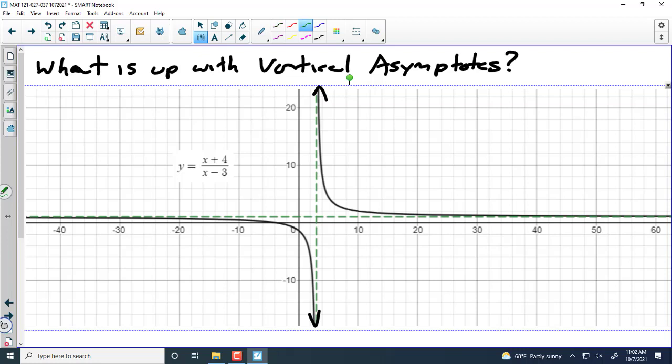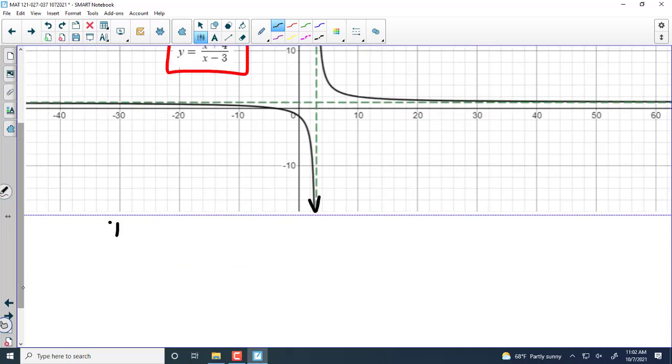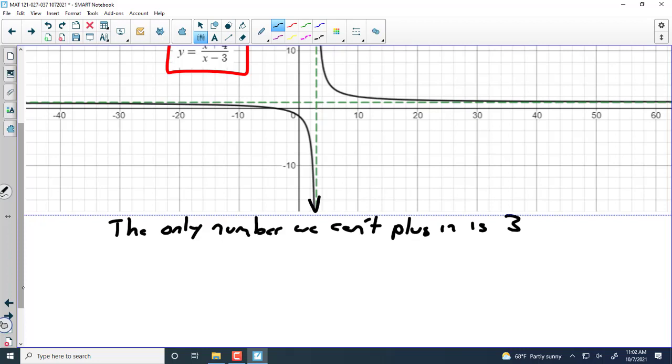This one has its vertical asymptote at x equals 3, because the equation for this one is y equals x plus 4 over x minus 3. It's undefined at 3, that's where the vertical asymptote is. So it's easy for me to stand up here and tell you that as we get close to a vertical asymptote, the graph's going to shoot up or down. But what I wanted to talk about with this was this. The only number we can't plug in is 3.